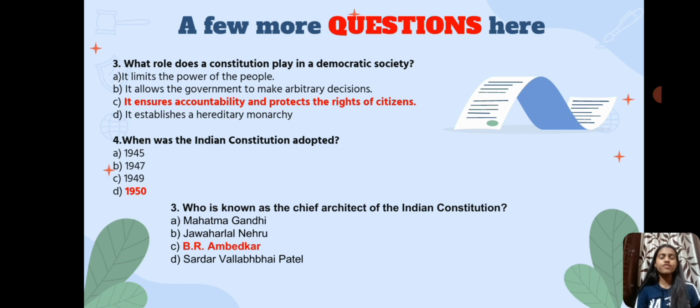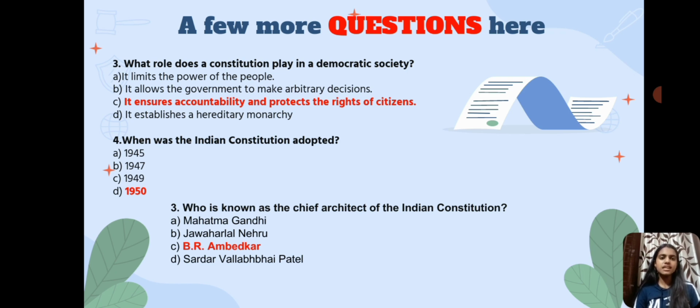Here are a few more questions. What role does a constitution play in a democratic society? It limits the power of the people. It allows the government to make arbitrary decisions. It ensures accountability and protects the rights of the citizens. It establishes a hereditary monarchy. The right answer is that it ensures accountability and protects the rights of the citizens.